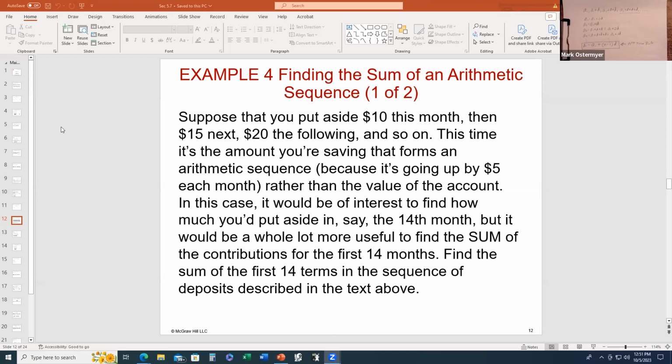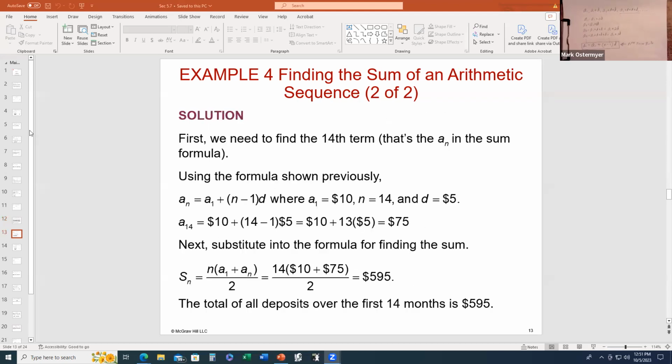But it would be a whole lot more useful to find the sum of the contributions for the first 14 months. So to find the sum of the first 14 terms of the sequence of the deposits described in the text above, how would we do this? Well, first we need to find the 14th term. We need to use the nth term rule to find the 14th term, or the 14th amount that's added to our sum.